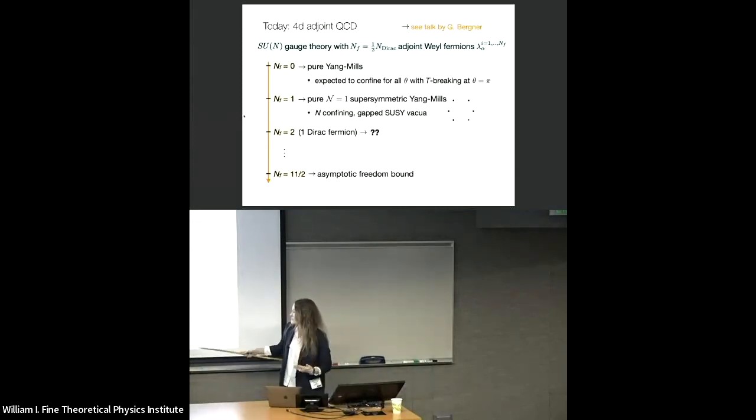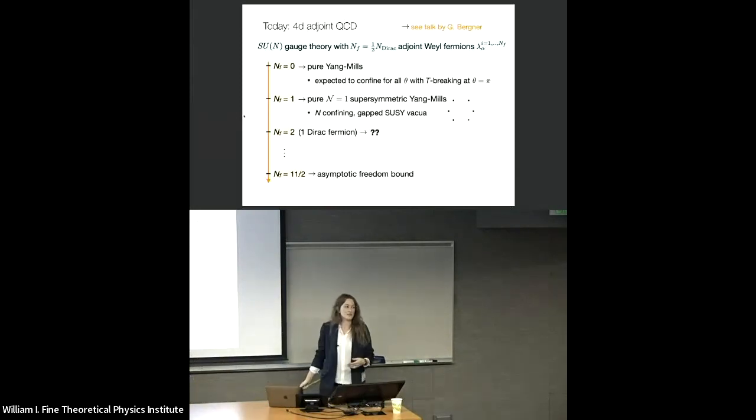There's, like we heard yesterday, some conjecture for perhaps a conformal window near the asymptotic freedom bound, and it's still unclear where the bottom of this conjectured conformal window is. The status of these higher N_F cases is less clear. However, the two lowest N_F cases are relatively well understood.